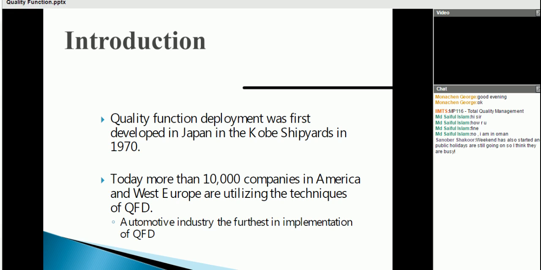No issues, we can continue. This quality function deployment was first developed in Japan in the Kobe shipyard in 1970. Today, more than 10,000 companies in America and West Europe are utilizing this technique of QFD.